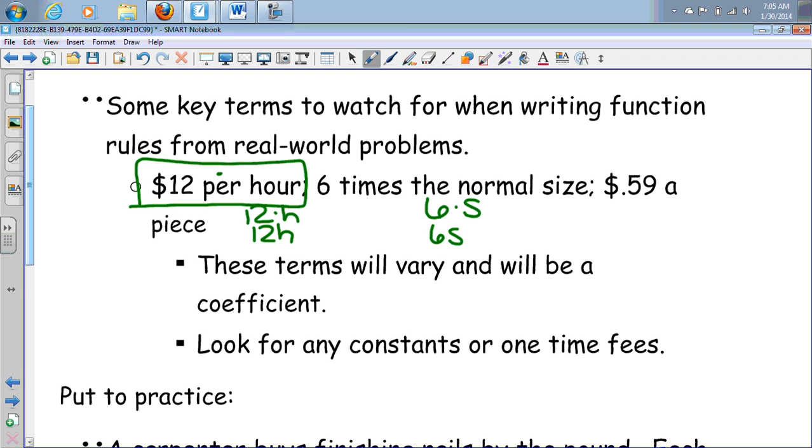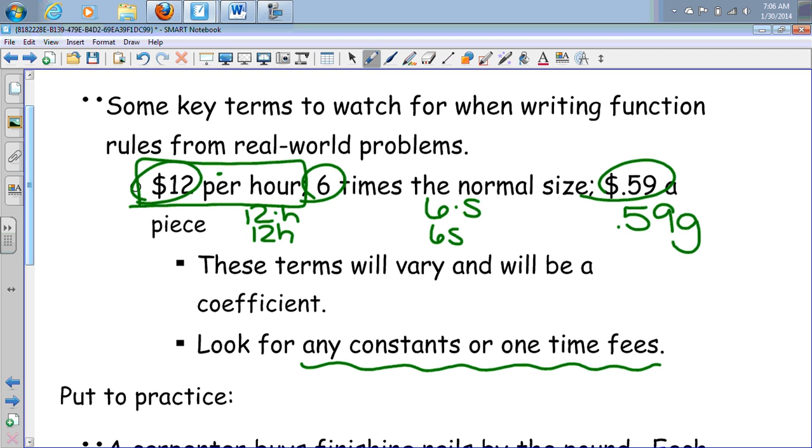59 cents a piece. That means every piece of gum I buy is 59 cents. So if I buy 10, it'd be 59 cents times 10. So 0.59g, or times the gum. These terms are going to vary, therefore the number becomes the coefficient.